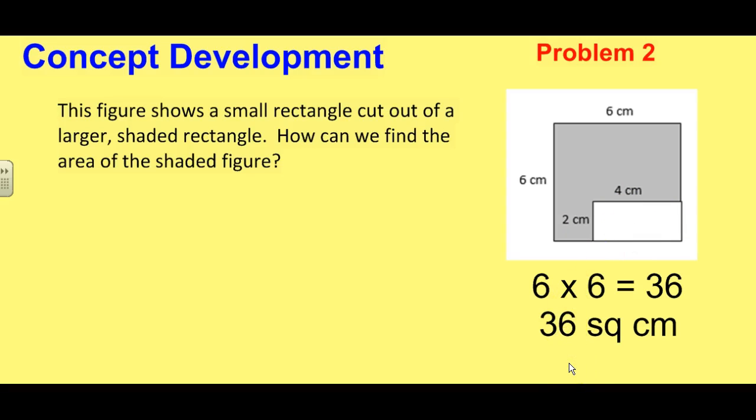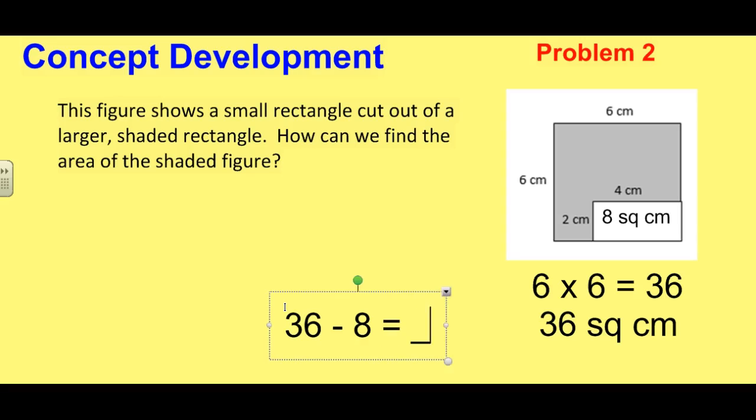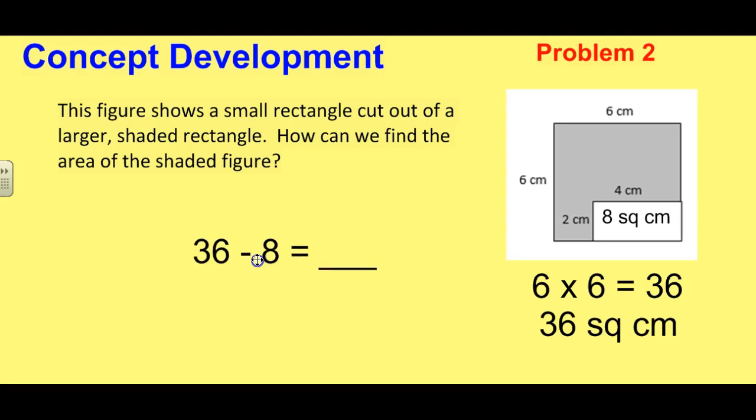Okay, so I know that the area of the white rectangle is 8 square centimeters because I know that 2 times 4 is going to give me 8. So if this right here is 8 square centimeters, then what can I do with 36 square centimeters and 8 square centimeters to figure out the area of just the shaded part of this square? Okay, all we have to do is take 36, subtract 8, and whatever that is equal to, that's going to give me the area of this shaded shape.